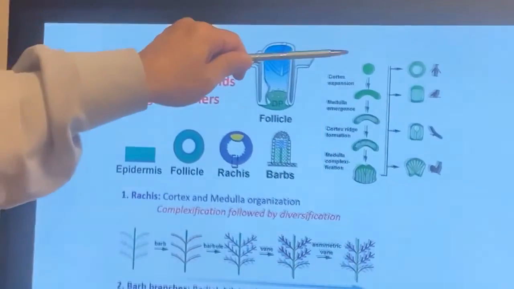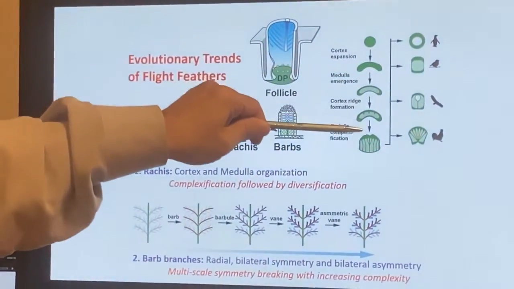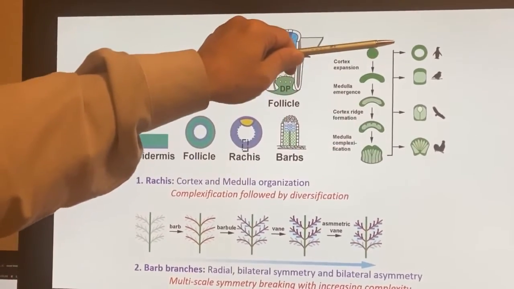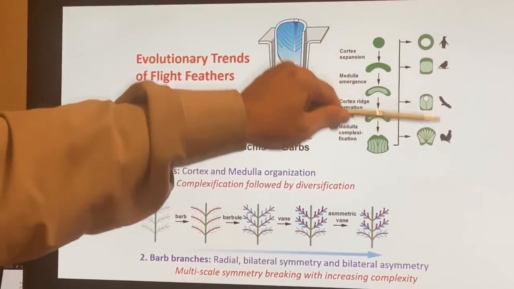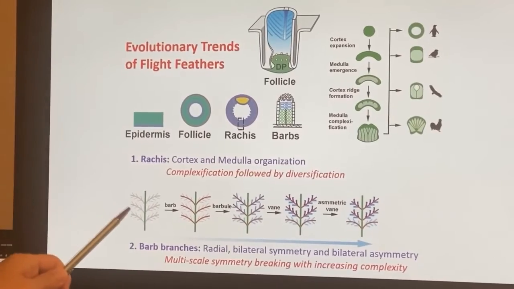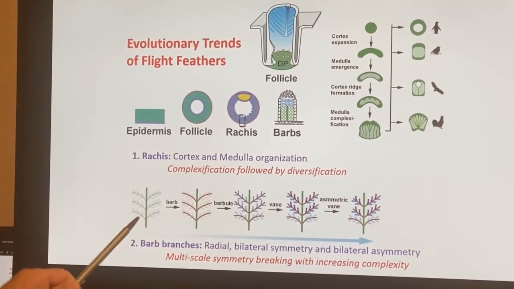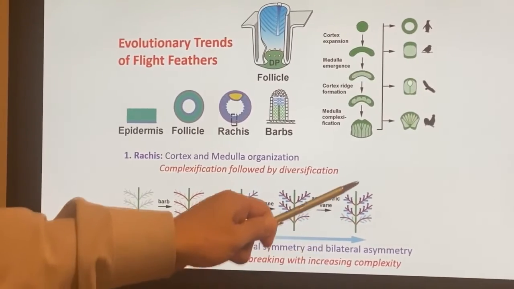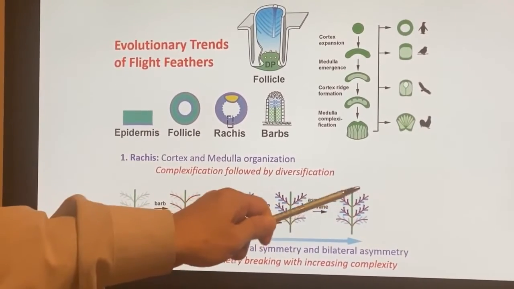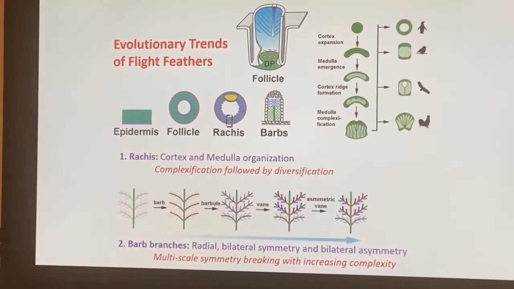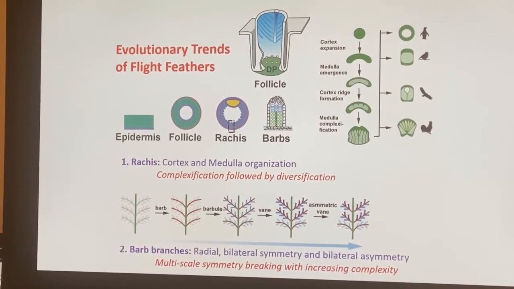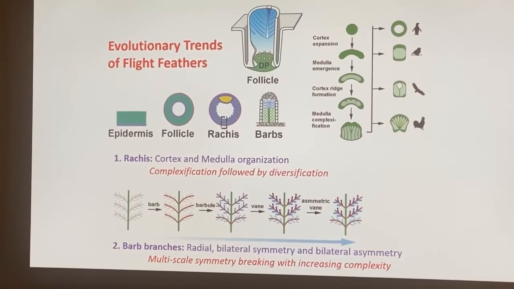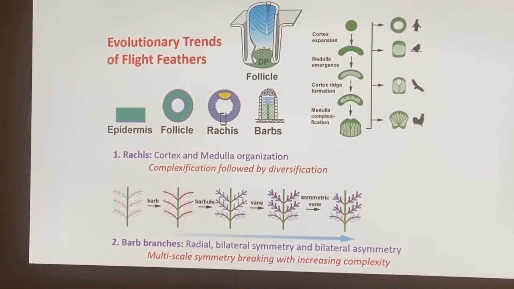Rachis become complex in feather dinosaur, but become simplified in different ways in current birds. Barbs changed from radial to bilateral symmetry to bilateral asymmetry at the ramus and the barbule level, creating many functional forms. Together, they power birds into diverse ecological space.